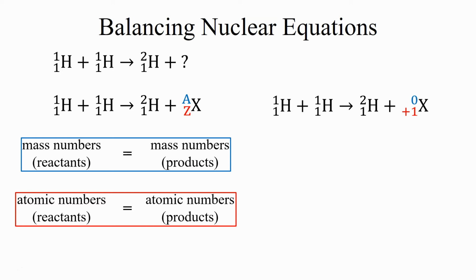Now, the only thing that can account for this is something with no mass number, or 0 for mass number, and a positive 1 for the Z number. Well, the only thing that fits that bill is a positron, which we write with a lowercase beta with 0 mass number and plus 1 Z number.